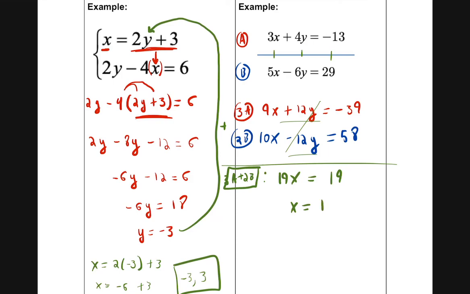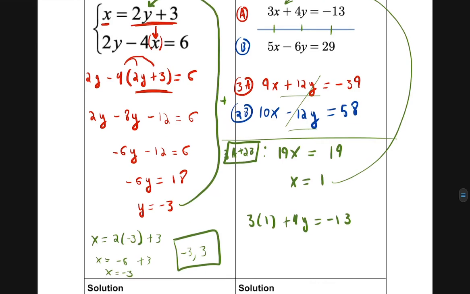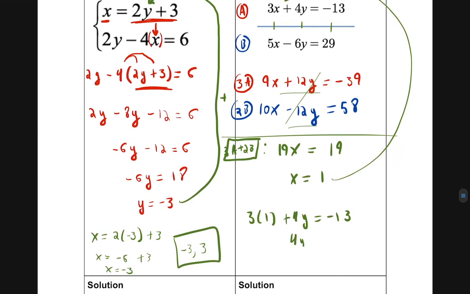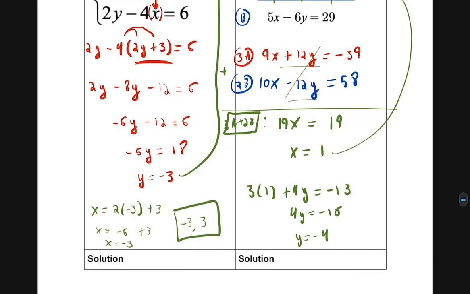Again, the last step would be to go back, take this x equals 1. I want to plug it into that first equation. 3 times 1 plus 4y equals negative 13. 4y is equal to negative 16, and y is equal to negative 4. So the solution here would be 1 comma negative 4. And so that's the elimination and the substitution methods from Algebra 1.